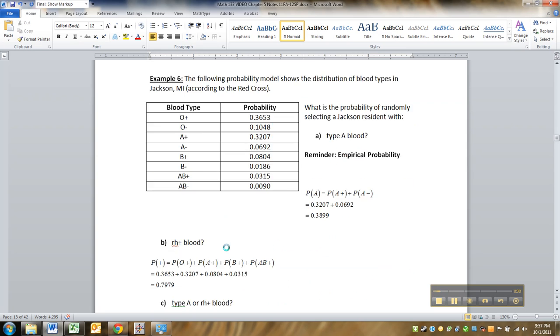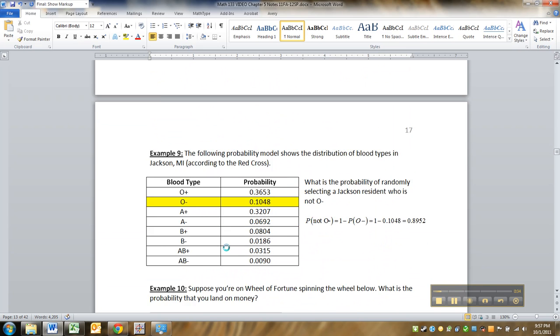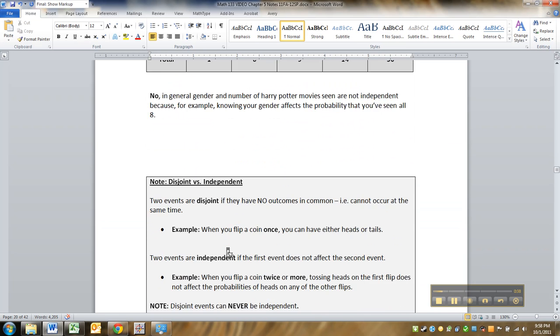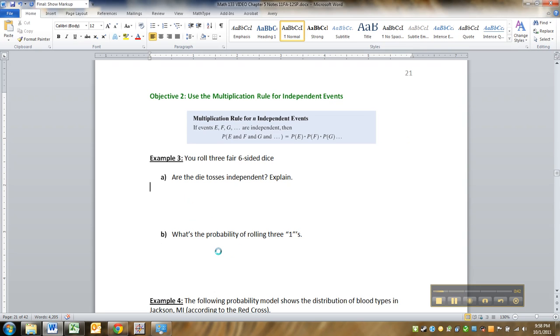But the "and" one, right? How do we find the probability of E and F? That's with this multiplication rule when I get to it. Hold on. There it is. It says what you do is, if they're independent, of course, this is only going to work if they're independent, then the probability of E and F and G is just the probability of E times the probability of F times the probability of G, and so on.